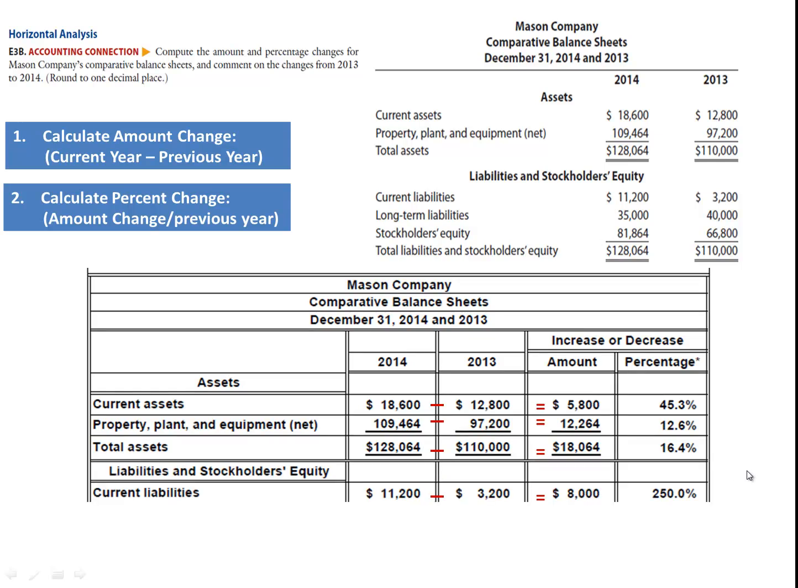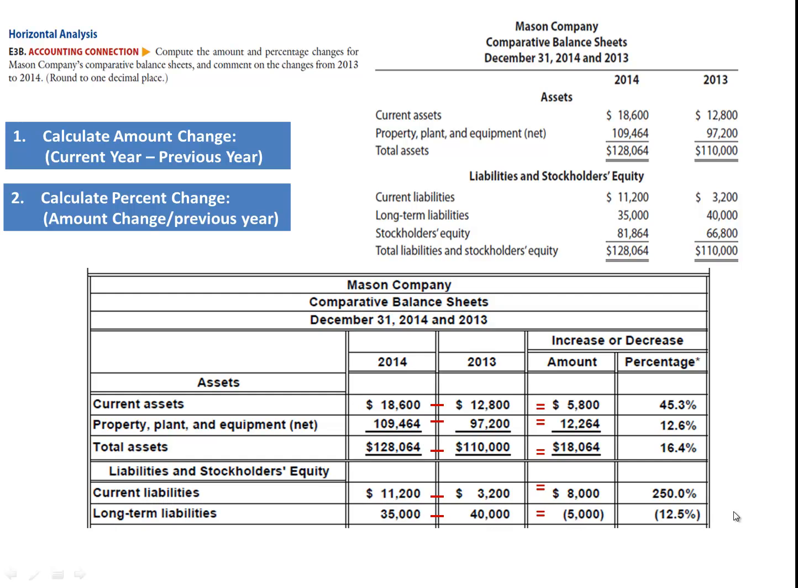Then we look at our liabilities and stockholders' equity. We look at our liabilities, we can see that our current liabilities increased by quite a bit. We went from owing $3,200 to owing $11,200. So that was a huge increase. That was a 250% increase in our current liabilities and what we owe. But if you think about it, some of that was probably used to buy some of our current assets or to buy some of our property, plant, and equipment.